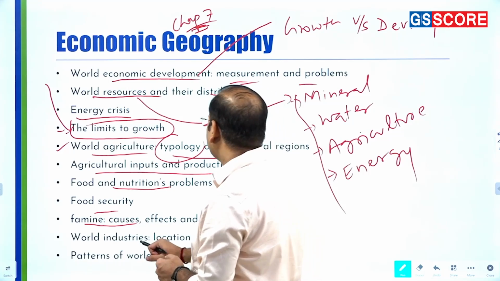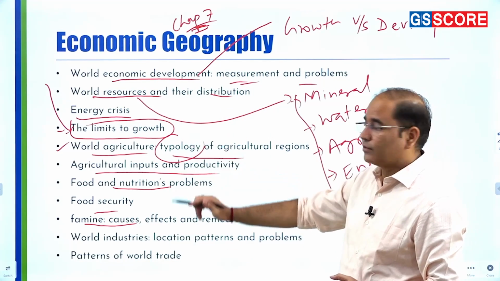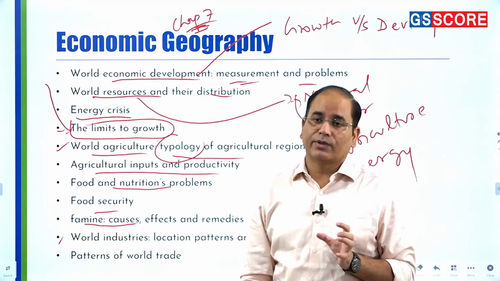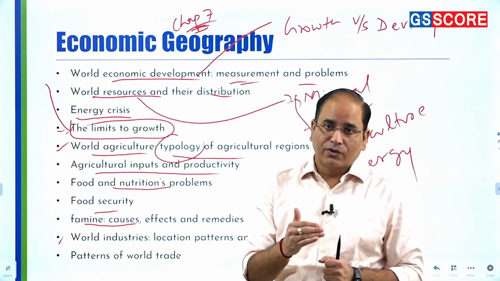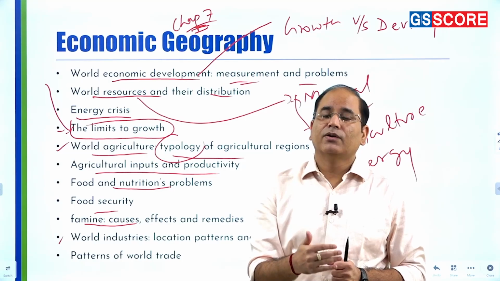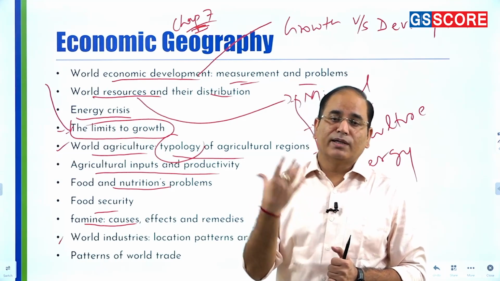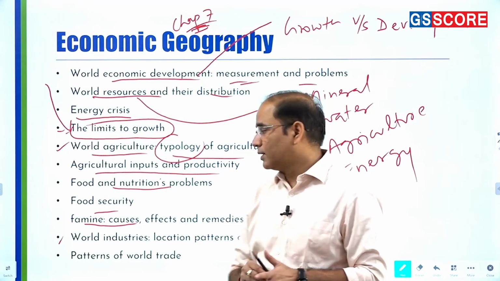Then we have world industries location pattern and problem. So, moving from agriculture, the next topic is industry. Again in industry we have an industrial location model. Industrial location model was given by Weber. So, Weber's industrial location model is again a predictive model, that tells where to set up the industry to make the industry profitable. In fact, that industrial location model is a very important model.